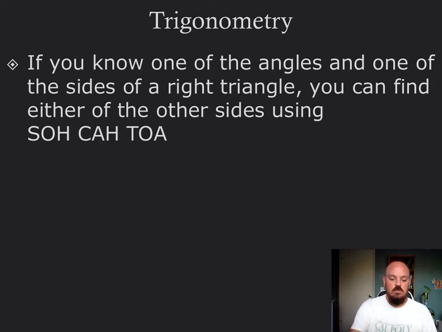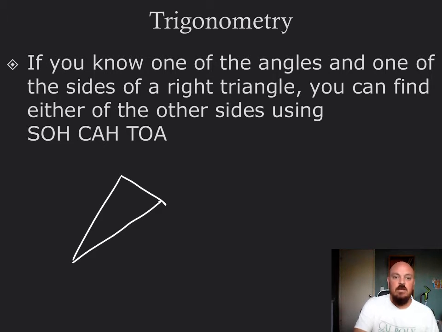So let's start with a picture here. Let's say this is a right triangle. And let's say I tell you one of the angles. Maybe I tell you this angle right here is 60 degrees. And I tell you one of the sides. Maybe this side over here is 15. It doesn't matter which angle or which side I gave you. I just kind of picked them randomly.